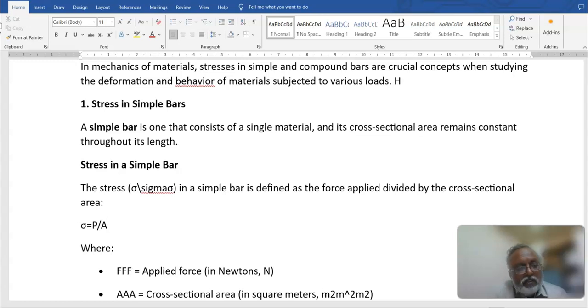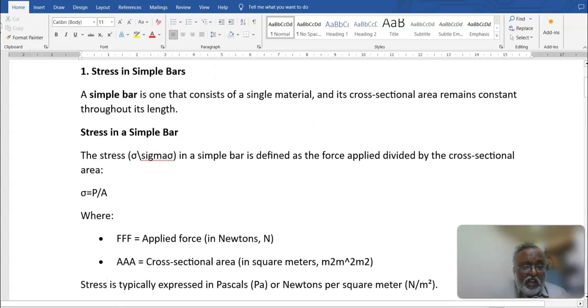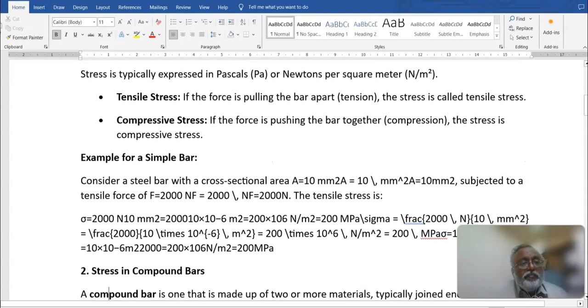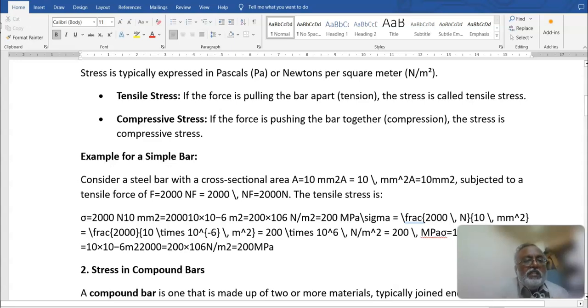Here F is the applied force in newtons, A is the cross-sectional area of the material. Stress is typically expressed in pascals. Pascal is Newton per square meter. Tensile stress: if the force is pulling the bar apart, the stress is known as tensile stress. If the force is pushing the bar together, the stress is known as compressive stress.